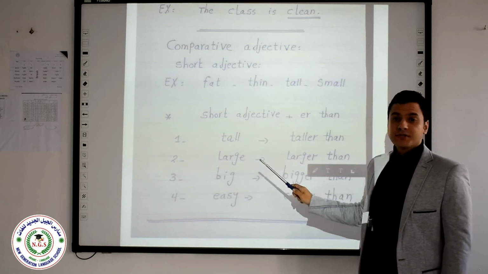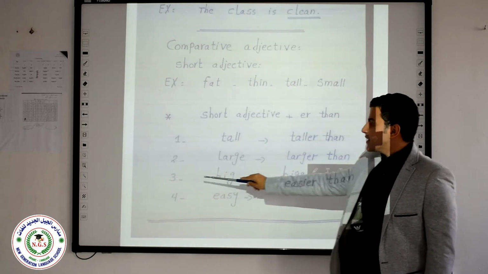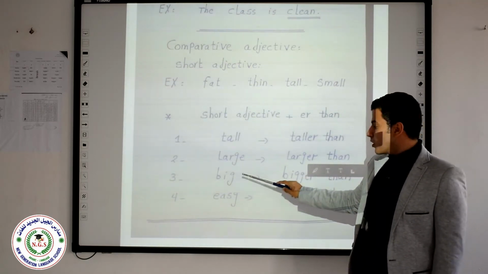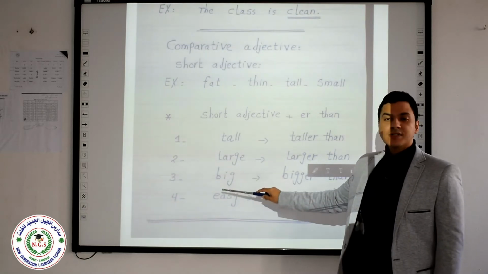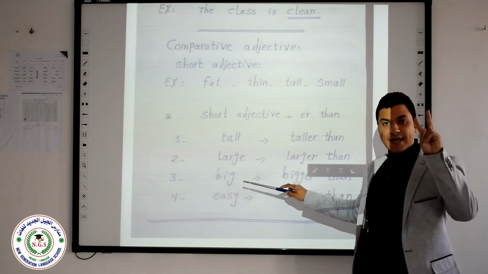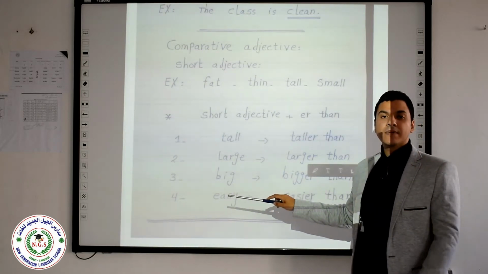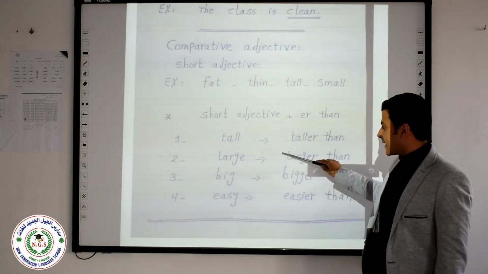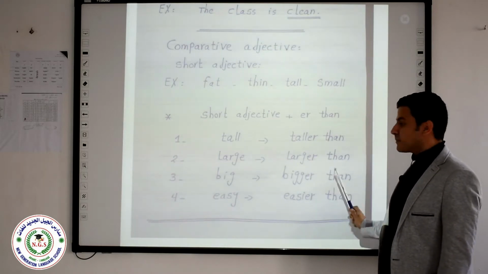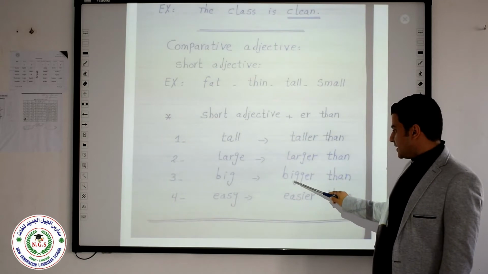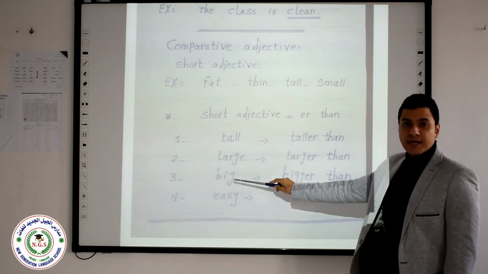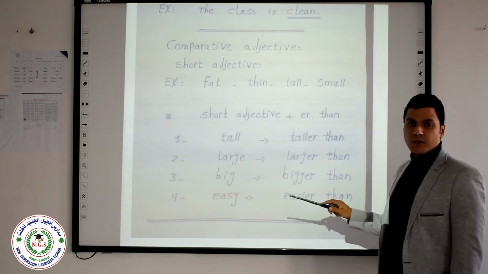So the adjective ends with e letter, so I added r letter at the end of the adjective in order to make it comparative. Number three, if the adjective ends with consonant letter, and before consonant letter there is a vowel letter, we make the last letter double. بنخلي آخر حرف اللي هو الكونسونانت double. Big كبير الحجم, bigger than أكبر من في الحجم. I made the last letter double. Big double G. Big كبير الحجم, bigger than أكبر من في الحجم.